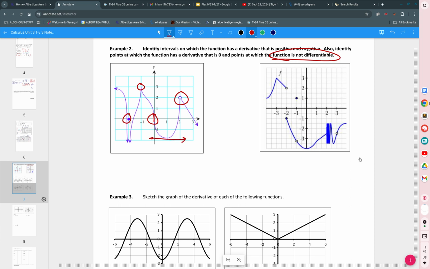Okay? See if you can identify the points where it is not differentiable for the next one.